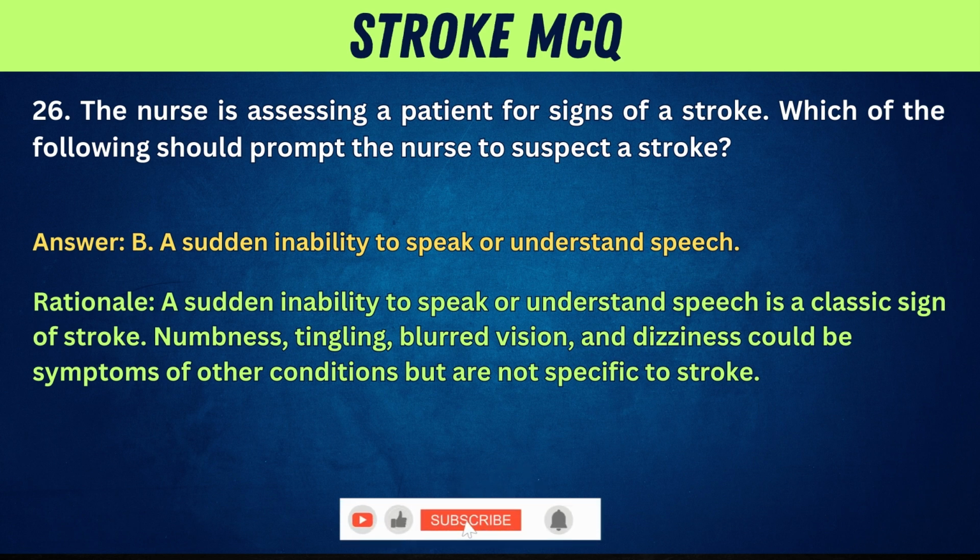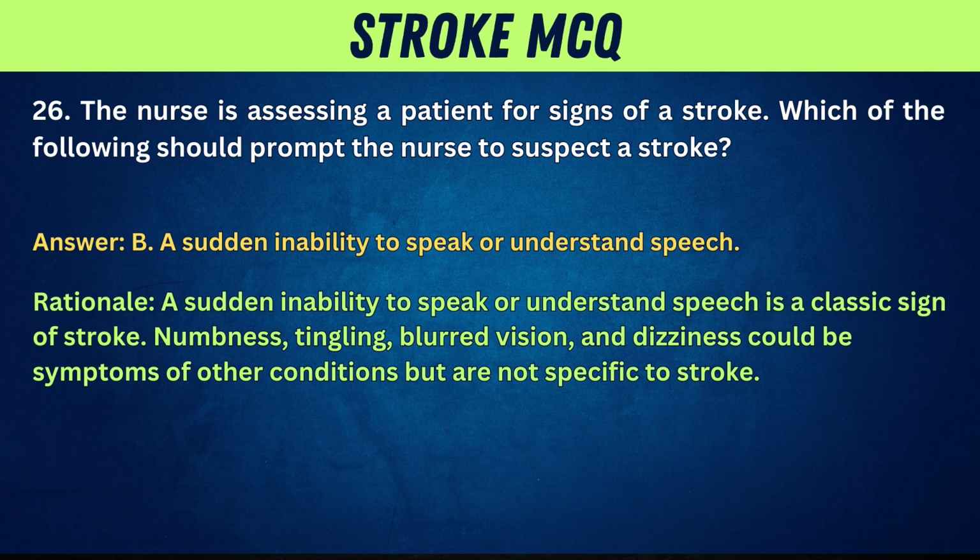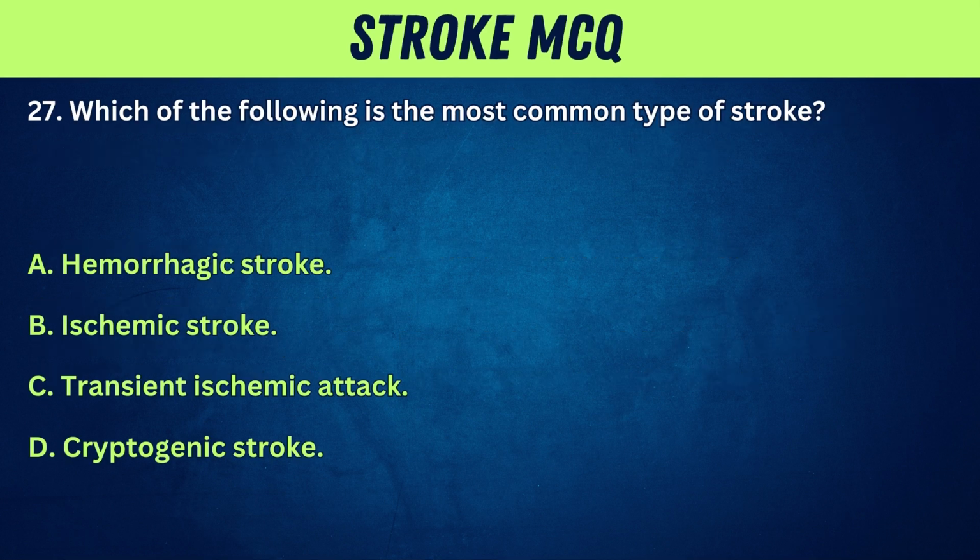Rationale: a sudden inability to speak or understand speech is a classic sign of stroke. Numbness, tingling, blurred vision, and dizziness could be symptoms of other conditions, but are not specific to stroke. 27.